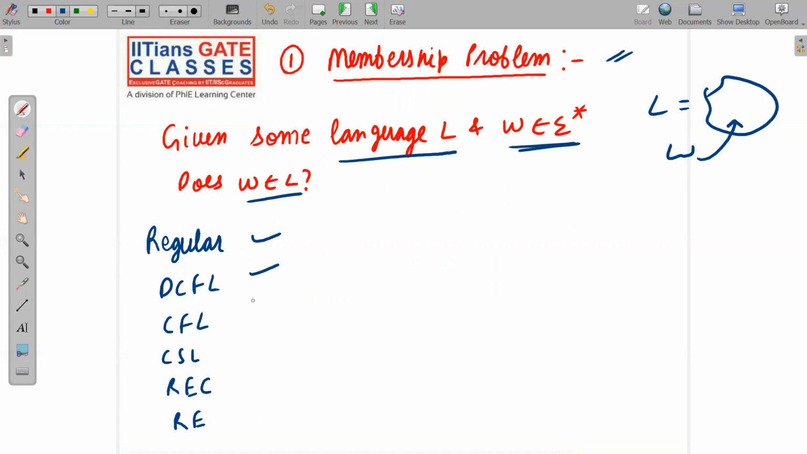For regular, DCFL, CFL, CSL, and REC, this is decidable, but for RE, it is undecidable. Why is it undecidable for RE? I'm not going into details. I'm just telling you that for all these languages it will be decidable, but for RE it will be undecidable. Just try to remember this. I'm not going into much detail because this is a basic course. In an advanced course, I will give you the proof and all these things, but I'm just giving you a hint here. Please note it down carefully, and I'm jumping to the next slide.